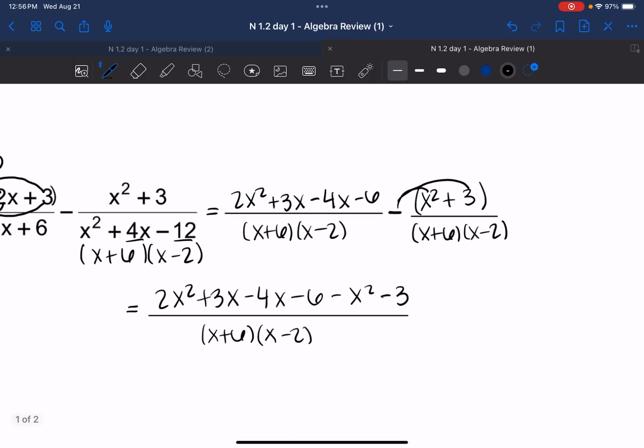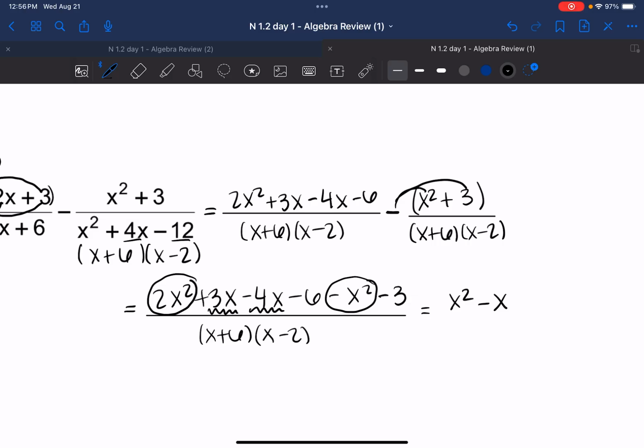All right, so now I'm going to combine like terms. I've got 2x squared and negative x squared, which would leave me with x squared. I've got 3x and negative 4x, which would give me negative x. And then I've got negative 6 and negative 3, which would leave me with negative 9, all over that common denominator of x plus 6 times x minus 2.